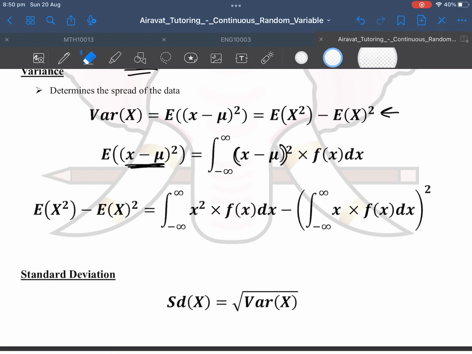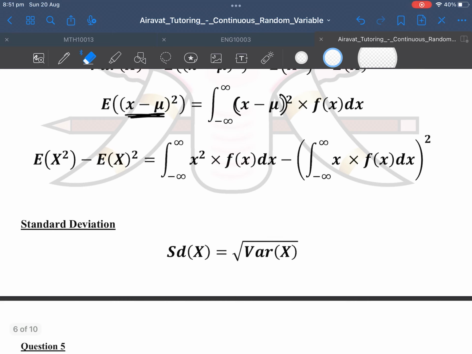Alright, so standard deviation again is just square root of variance. Pretty easy, pretty well known. You should know it by now. Discrete and continuous, almost the same thing.